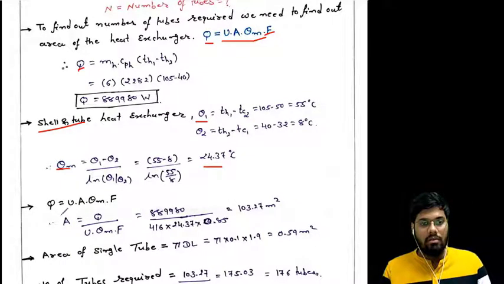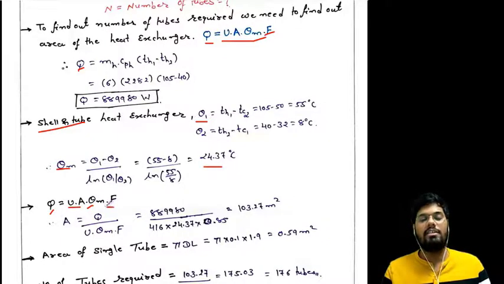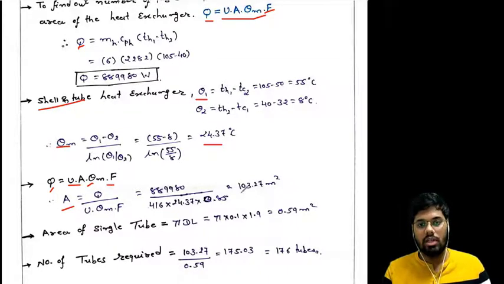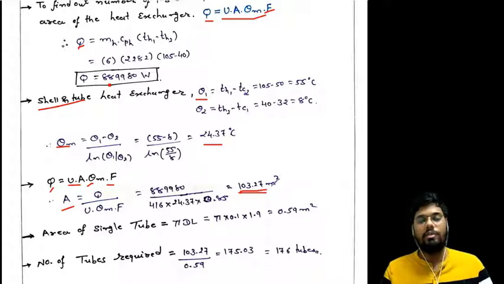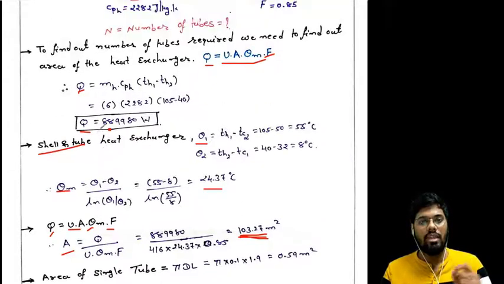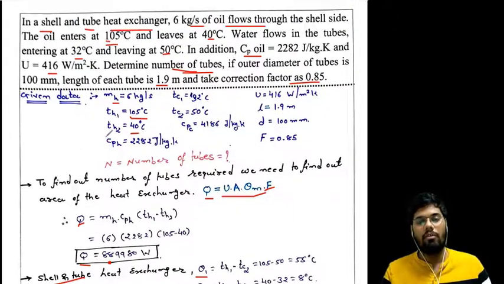Now by putting the values of theta m, Q, U and the correction factor in this equation, we can easily calculate the total area required to get the heat transfer rate of 889980 watt. It is 103.27 square meters. So now the question is, how many tubes are required to compensate this area which would give this amount of heat transfer rate? For that we need to calculate the area of one tube.